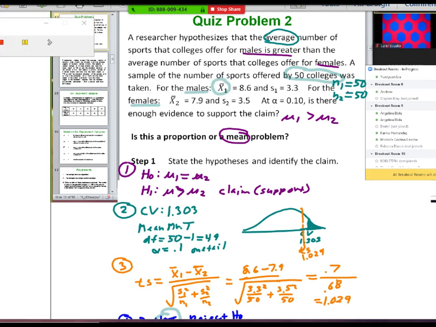Alrighty, so let's go ahead and go over this one. Quiz problem number 2. So again, remember, our claim was that the average number of male sports is greater than female sports, so mu1 is greater than mu2. That's our claim. And we sampled 50 colleges, and we asked them both. We're not going to ask them just male or female. We asked them both. So our n1 is 50 and n2 is 50.